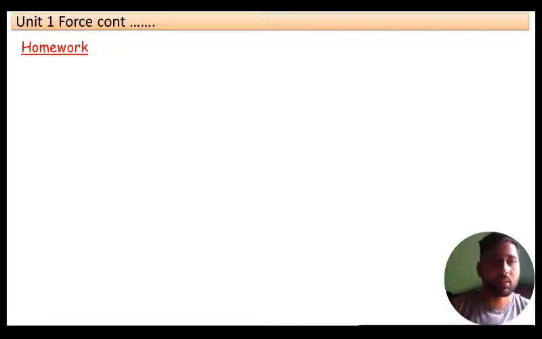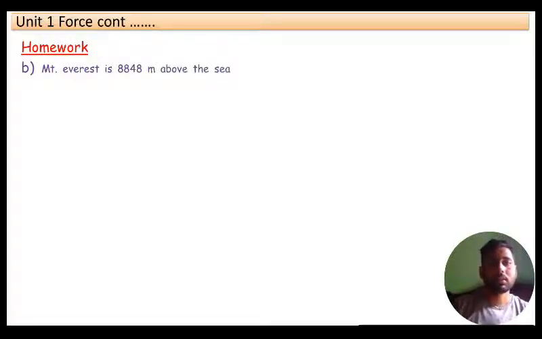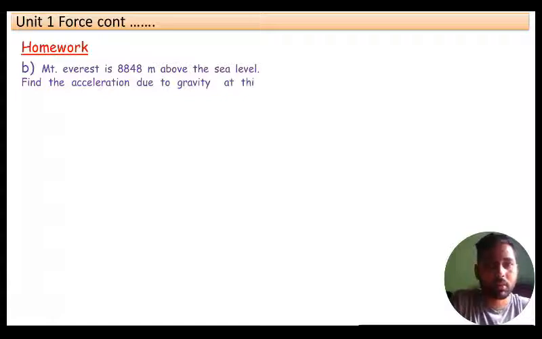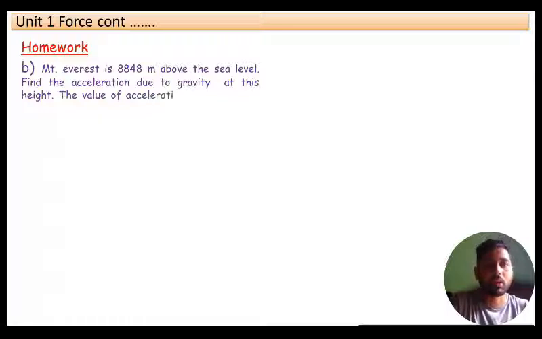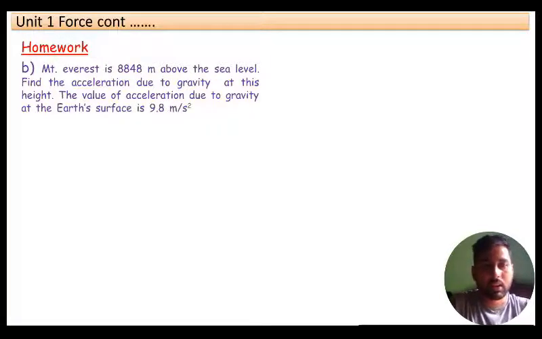Many students have asked me about the numerical problem that I had given yesterday, and the problem is: Mount Everest is 8,848 meters above the sea level. Find the acceleration due to gravity at this height. The value of acceleration due to gravity at the Earth's surface is 9.8 meters per second square and the radius is 64 kilometers.